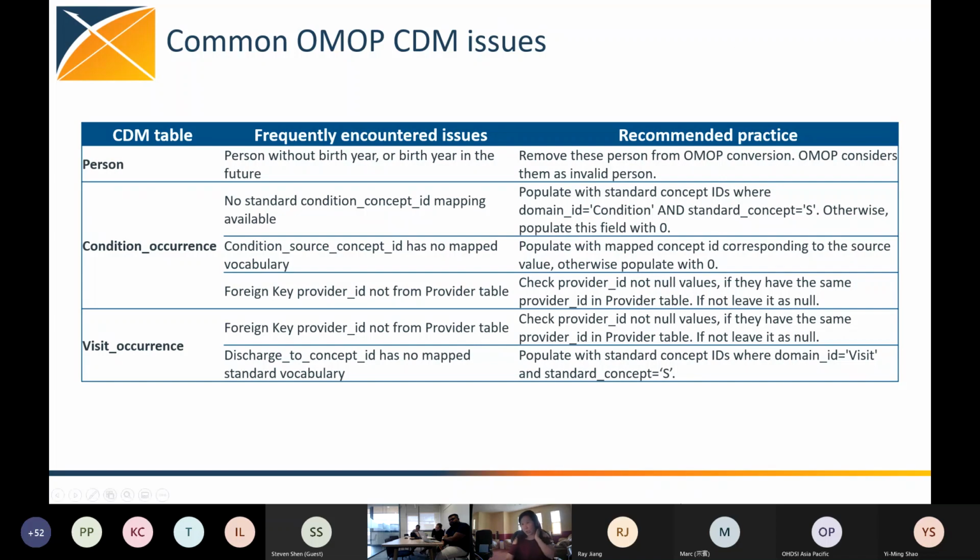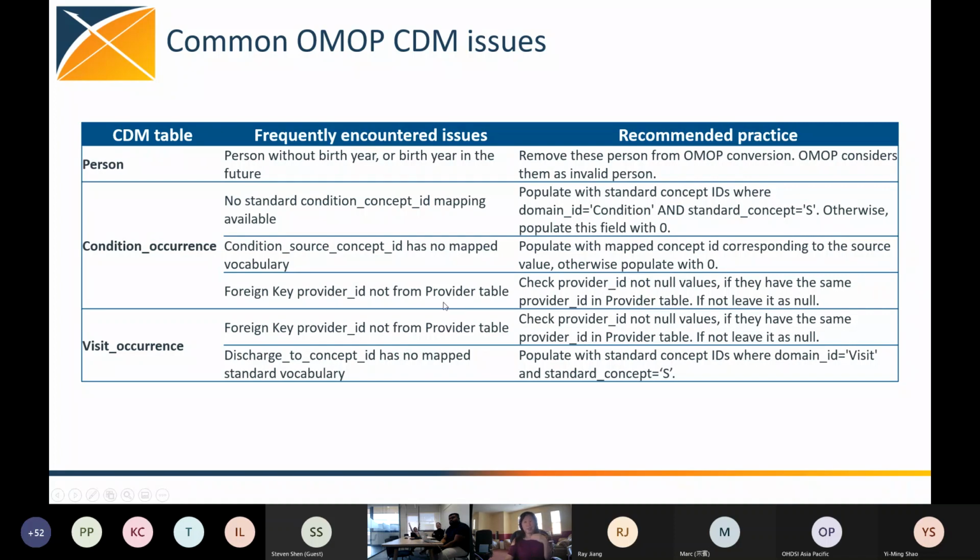Okay, so that's something. The other one is always, if you don't have something, populate it with 0. So that's the other thing that we don't get. People don't populate it with 0. 0 is always okay.